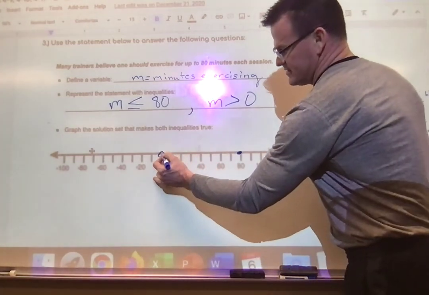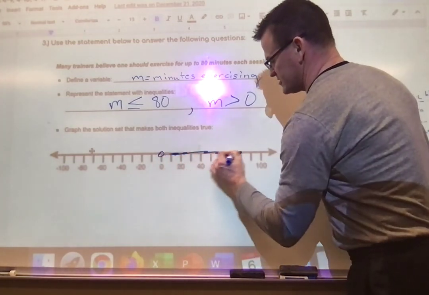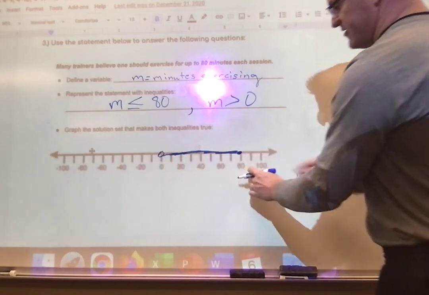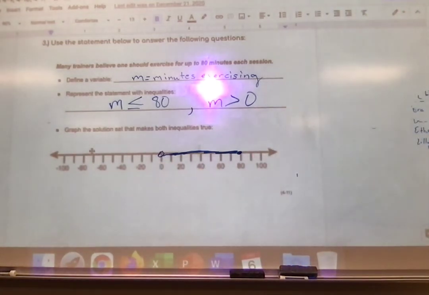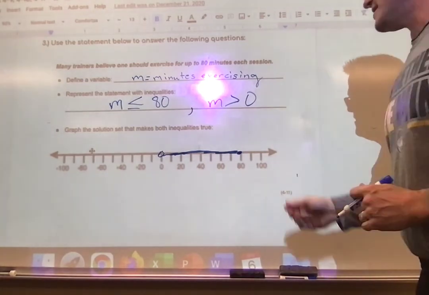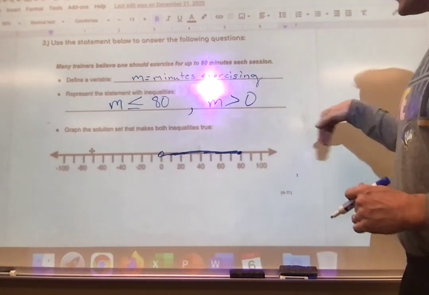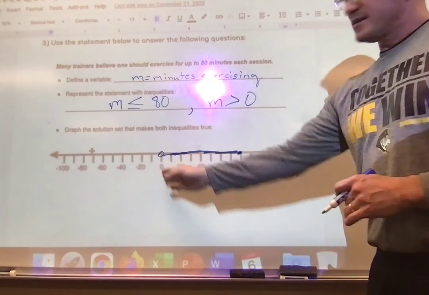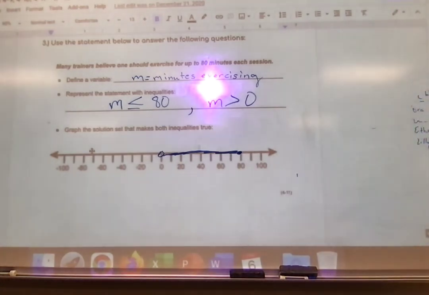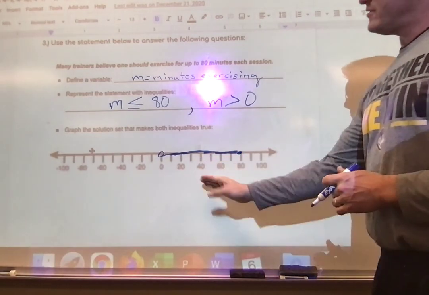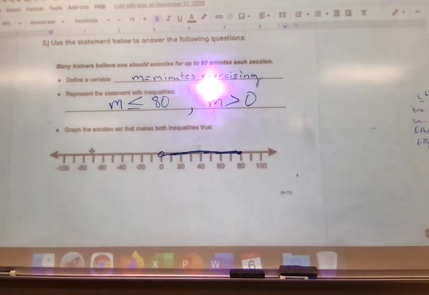So we start at 0, and you could exercise anywhere between 0 all the way up to 80 minutes, which is what trainers believe you should exercise in a day. They don't think you should exercise more than that, and obviously we can't go less than 0. That's why we set that constraint. So again, this is just one example of a real-life inequality and how that would look when you're graphing it. Make sure you get these things written down and deepen your understanding of these concepts we've been studying.